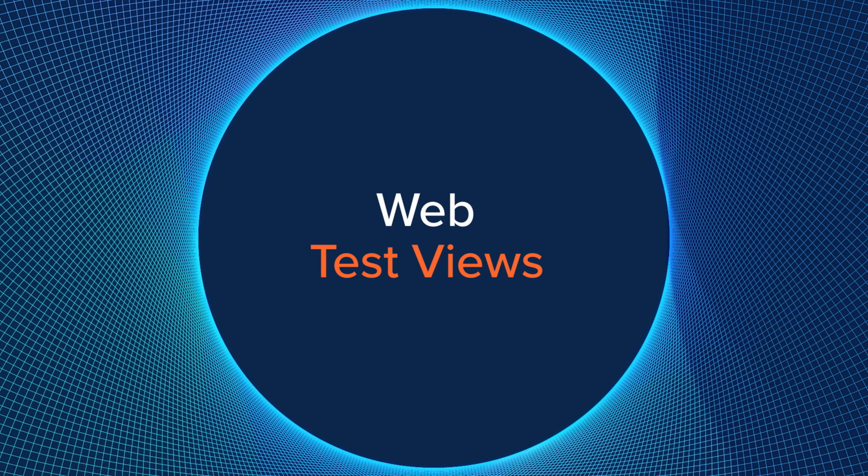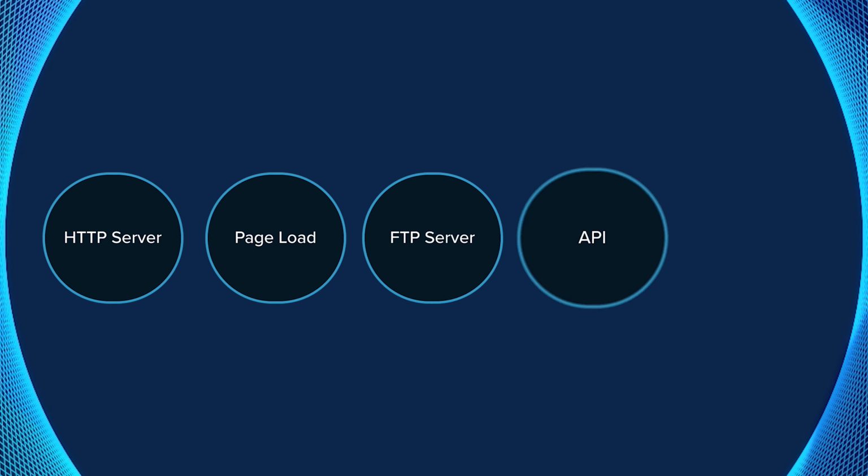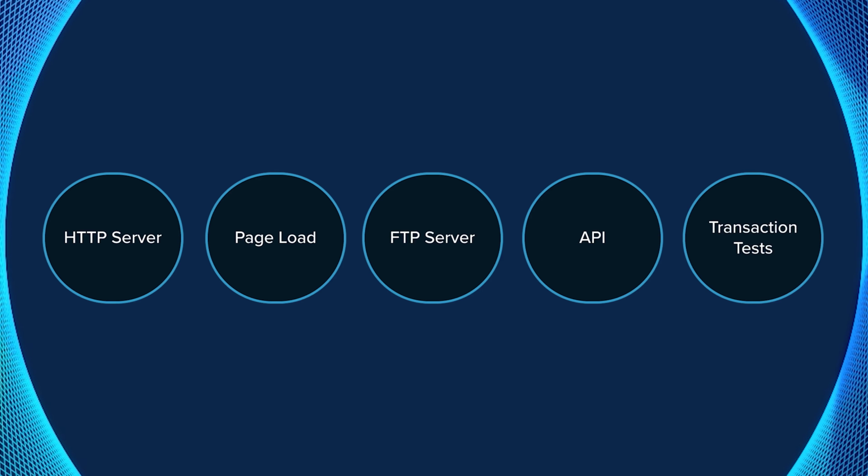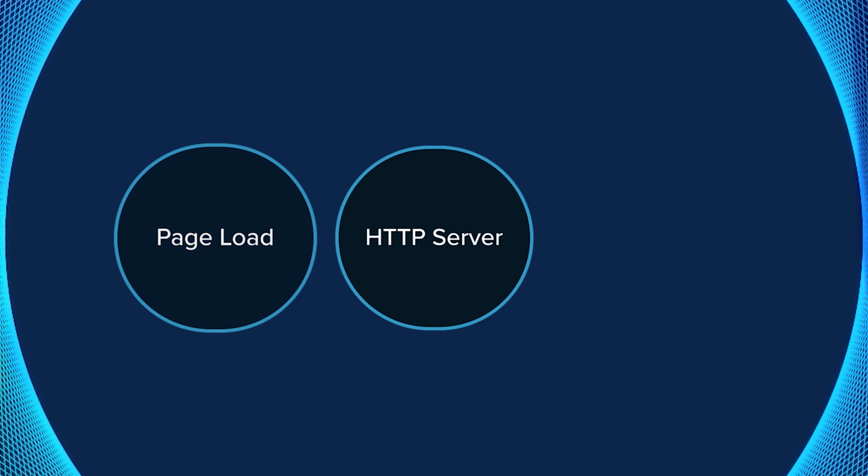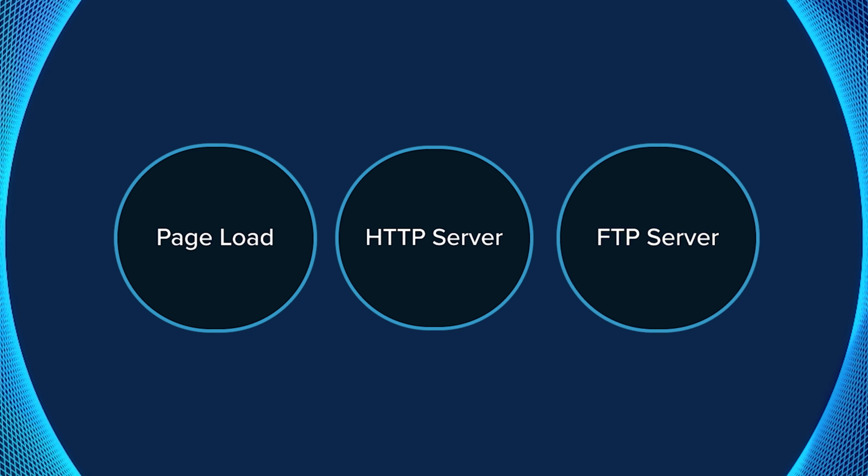Web layer tests in ThousandEyes evaluate how applications and websites respond to user requests at the application layer. They measure availability, response times, and overall user experience when interacting with web services. ThousandEyes provides several types of web layer tests, including HTTP server, page load, FTP server, API, and transaction tests. This video focuses on HTTP server, page load, and FTP server tests.